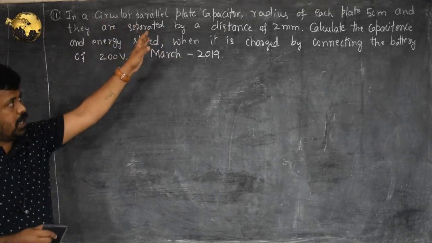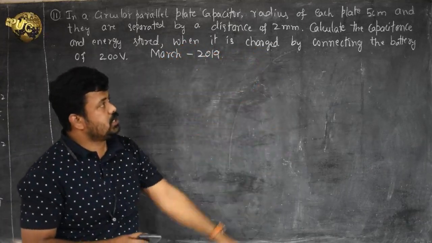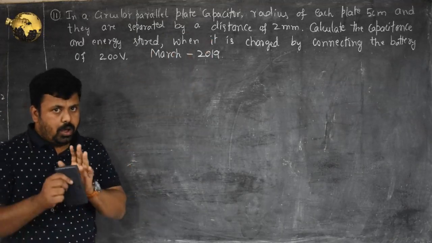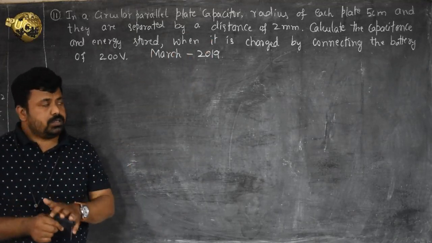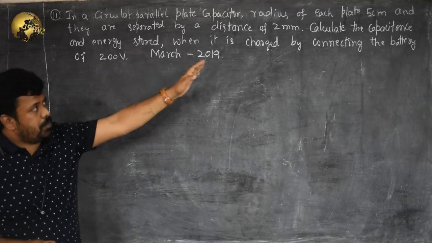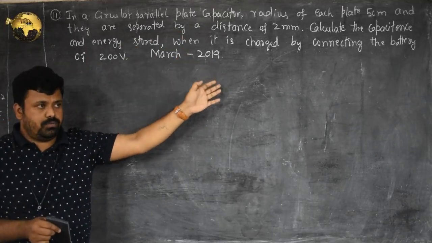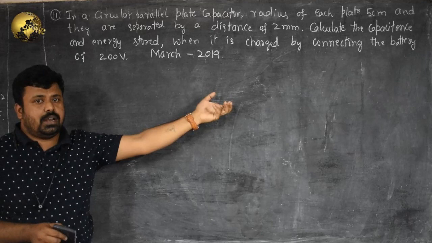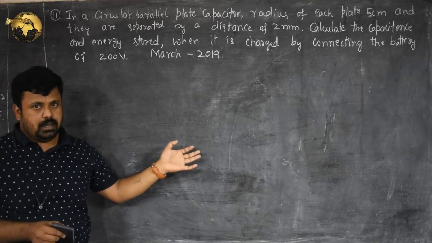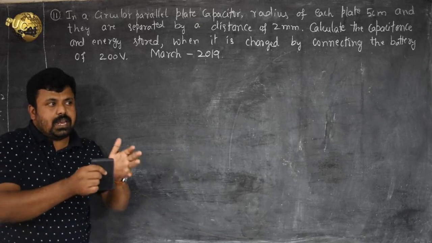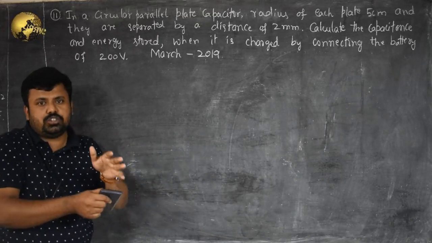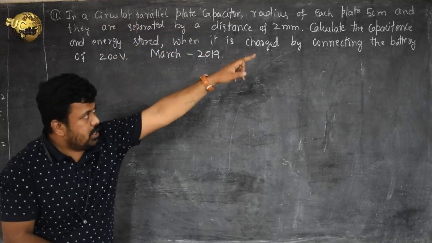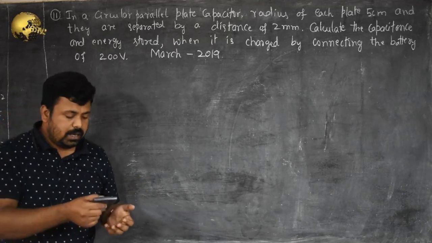In a circular parallel plate capacitor, the radius of each plate is 5 centimeter and they are separated by a distance of 2 millimeter. In earlier problems, the area of the parallel plate capacitor was given directly, but here they have given the radius. Then we need to calculate the area and then proceed. So earlier it was direct, but here it is somewhat different. They say circular and gave the radius, so with pi r square we can calculate the area.